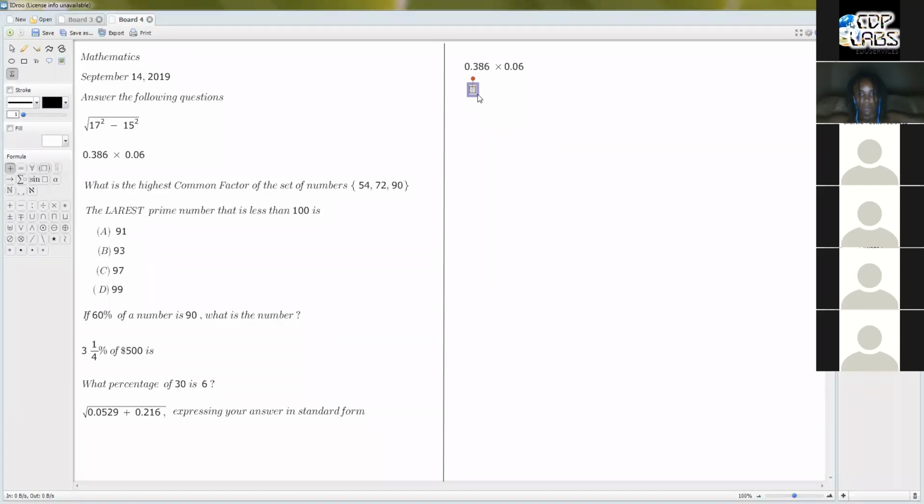All right, so we're going to convert from decimal to fraction. What you must pay attention to is the number of digits after the decimal point. So watch what I'm going to do. I put 386 as the numerator, and then I'm going to put 1000 as the denominator. How do I get that? These 3 zeros represent the number of digits after the decimal place.